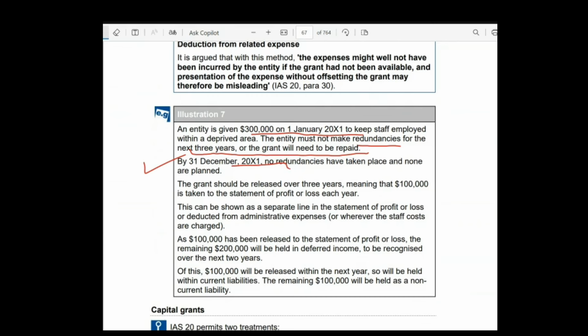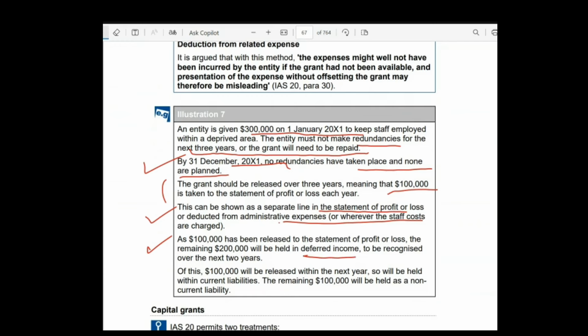Capital grants. IAS 20 permits two treatments. One: write off the grant against the cost of the non-current asset and depreciate the reduced cost. Two: treat the grant as a deferred credit and transfer a portion to revenue each year, offsetting the higher depreciation charge on the original cost. This is also the method which is normal in practice under this treatment.